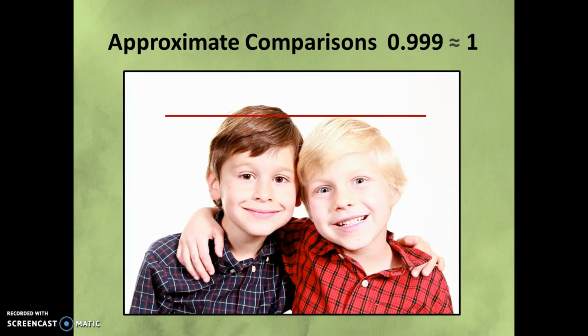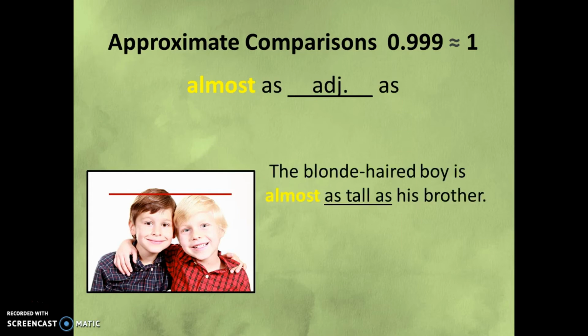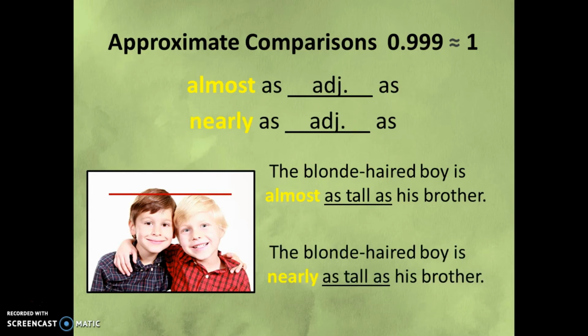So here I've got 2 little boys, they're brothers, and you can see that the boy on the right, the one with blonde hair, he's almost as tall as his brother. So in this case, I could use the adverb almost, and I could say the blonde-haired boy is almost as tall as his brother. I do have another choice that means the same thing. I could use the adverb nearly. The blonde-haired boy is nearly as tall as his brother. Both of these sentences mean the same thing.